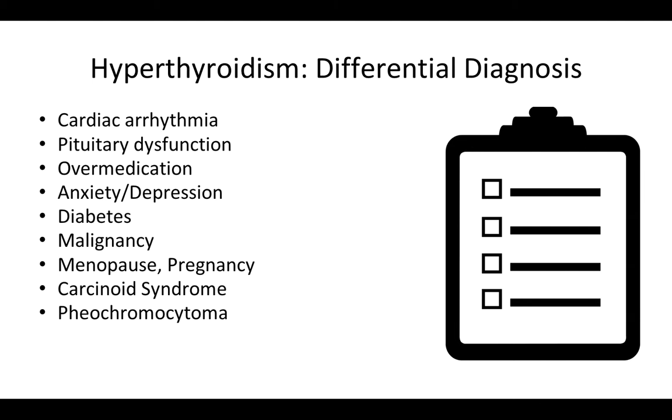So we have to rule out other cardiac arrhythmias. We have to make sure that the pituitary is functioning properly. A lot of patients who are treated for hypothyroidism will become hyperthyroid because they will take too much medication, or they'll change something about their lifestyle, whether that's how they take their thyroid hormone, how much they weigh, etc., and that can really lead to over-medication. Anxiety and depression can mask a hyperthyroidism. Diabetes can certainly coexist with hyperthyroidism and can also kind of mimic some of the symptoms. Malignancy, menopause, pregnancy, carcinoid syndrome, and pheochromocytoma, which are some other endocrine conditions that we will talk about later.